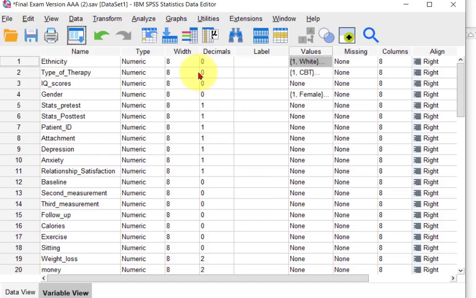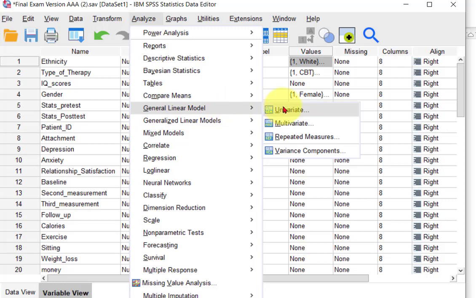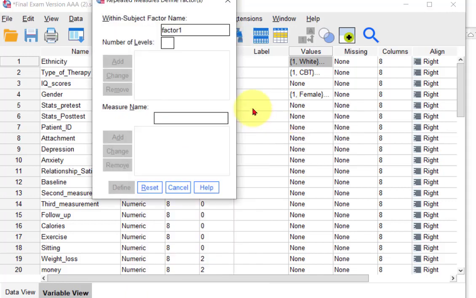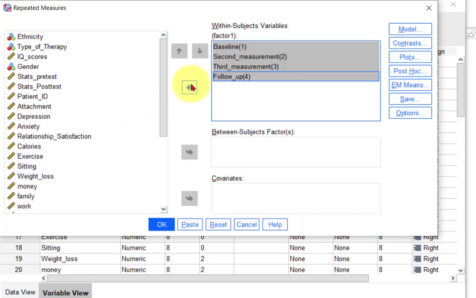And here we go. We go to Analyze, General Linear Model. This is a repeated measures. And we got 1, 2, 3, 4 repeated measures. You got to define them. So ours was baseline, down to all 4 of those, right? I can stick them all in at the same time.